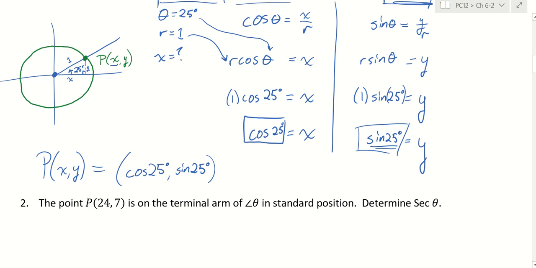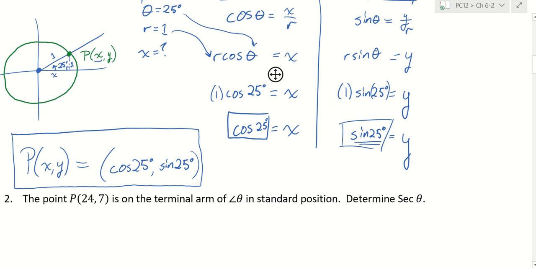So what are the coordinates for some point P on the terminal arm of an angle of 25 degrees if point P also lies on the unit circle? Well, the x-coordinate of that point is cosine of 25. The y-coordinate of that point is sine of 25. And this is your answer. Now, this is something that we can actually generalize for unit circles.